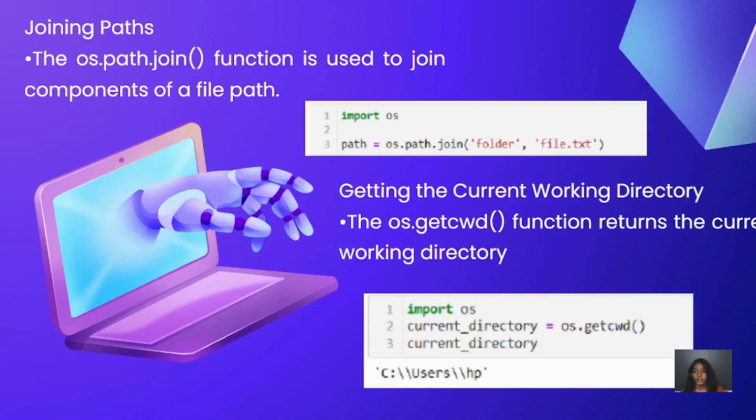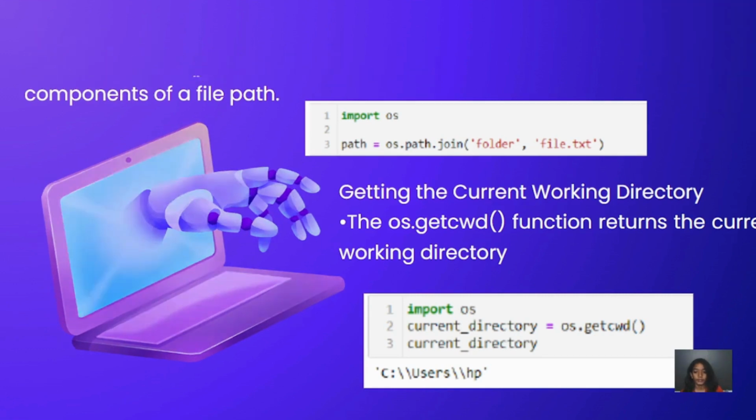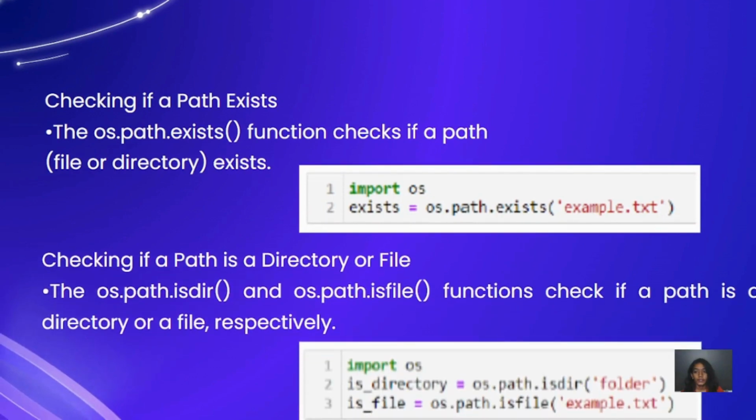Joining path. The os.path.join function is used to join components of a file path. Getting the current working directory. The os.getcwd function returns the current working directory. Checking if a path exists. The os.path.exists function checks if a path, file or directory exists. Checking if a path is a directory or file. The os.path.isdir and os.path.isfile functions check if a path is a directory or a file respectively.